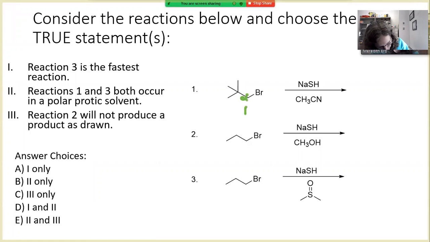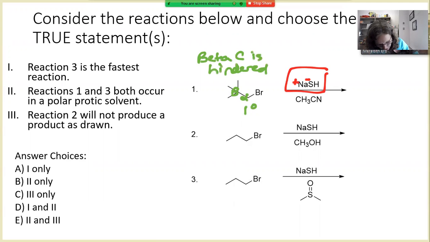Reaction number one has a primary alpha carbon, but a sterically hindered beta carbon. So I'm going to write that in. Beta carbon is hindered, and that can have an impact. Next, I'm going to take a look at my reagent. This reagent has a positively charged sodium that acts as a counter ion, and then it's got a negatively charged thiolate. So this is a strong nucleophile only. Thiolates and things like cyanides and halides only act as nucleophiles. Lastly, I'm going to take a look at my solvent. This is acetonitrile, and this is a polar aprotic solvent.